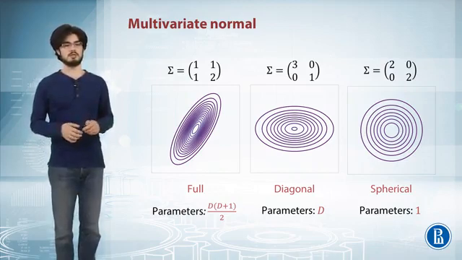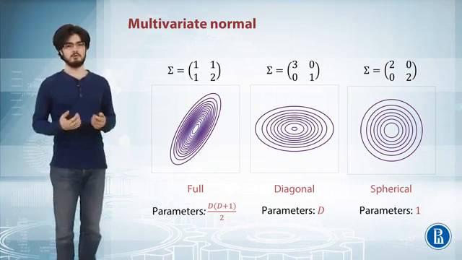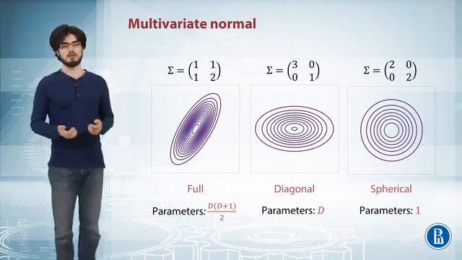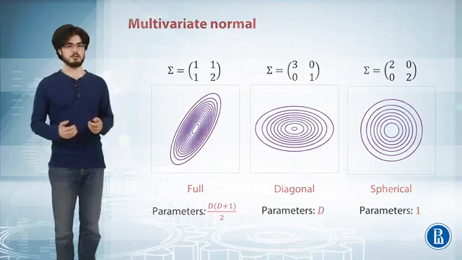For example, we can use diagonal matrices. In this case, all elements that are not on the diagonal would be 0, and then we will have only d parameters. An even more simple case has only one parameter. It is called a spherical normal distribution. In this case, the sigma matrix equals to some scalar times the identity matrix.